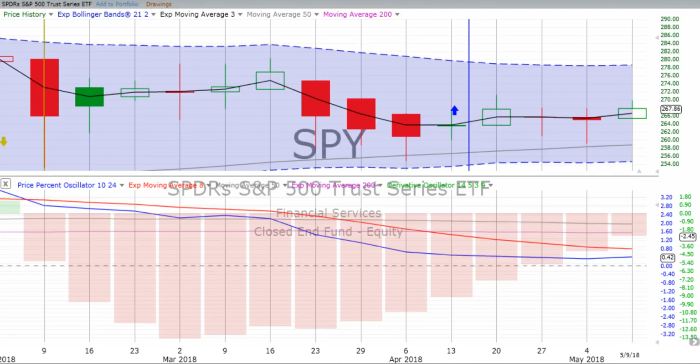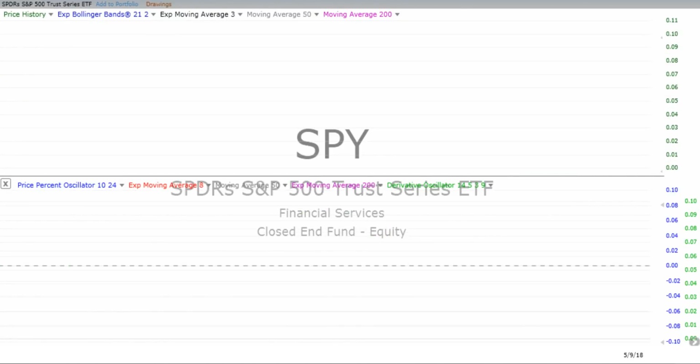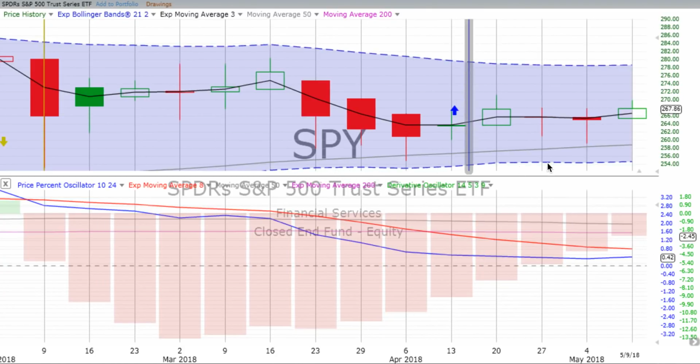Now let's talk about what's going on in this market on the S&P 500. In fact, all the stocks are up for the day about 1%. That is the S&P 500 and the NASDAQ 100. We see TLT 20-year bonds down 0.6%, gold down 0.21%. Let's look at what's going on the S&P 500.